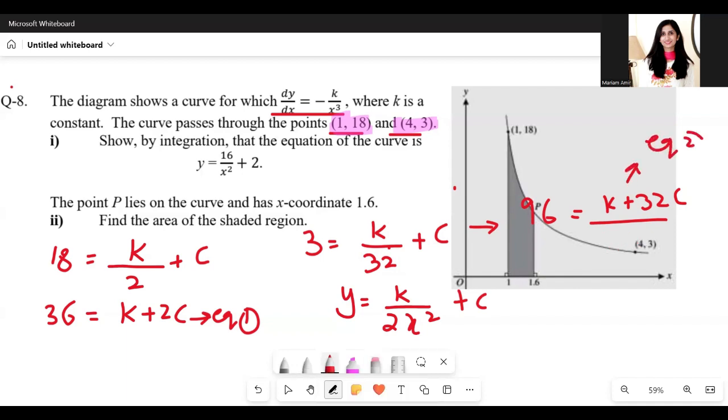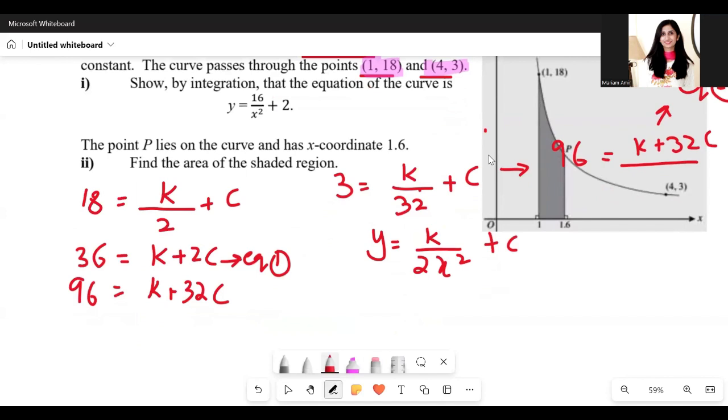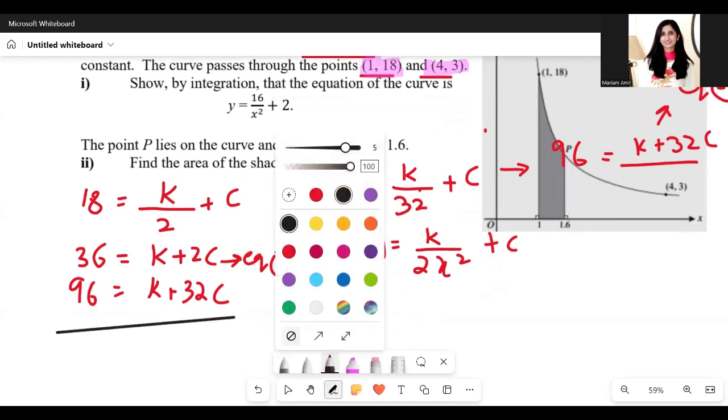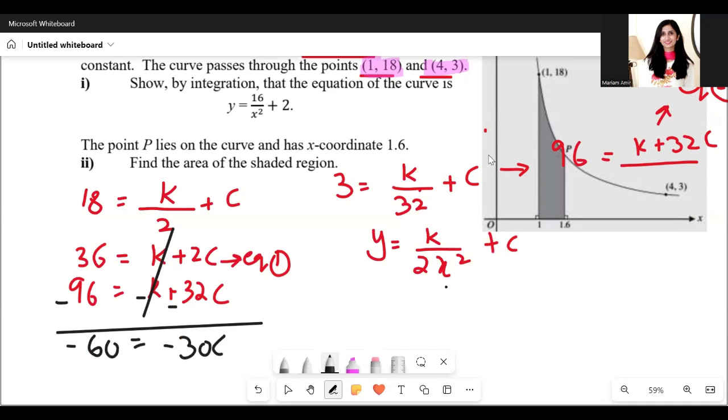Now we solve these equations simultaneously. Let me write 96 is equals to k plus 32c here. You can use elimination method or substitution method. I think elimination would be easy here if we replace this with minus, this with minus, this with minus. So now k and minus k get cancelled. K has been eliminated. We have minus 30c here, and we have minus 60 here, which gives us c equals 2.